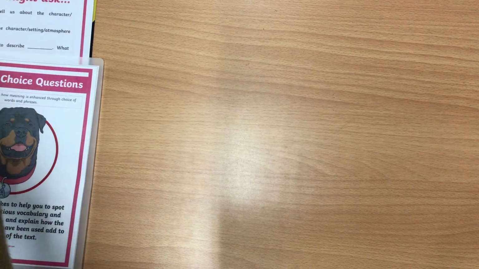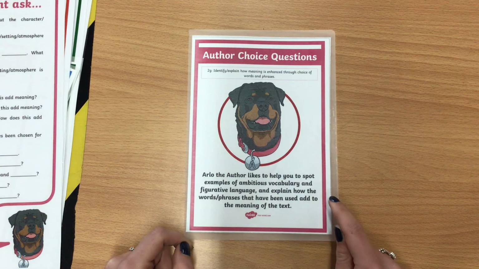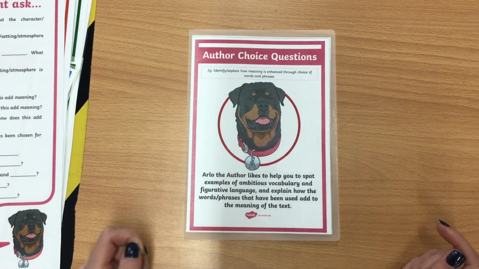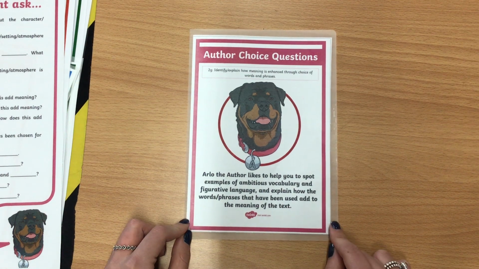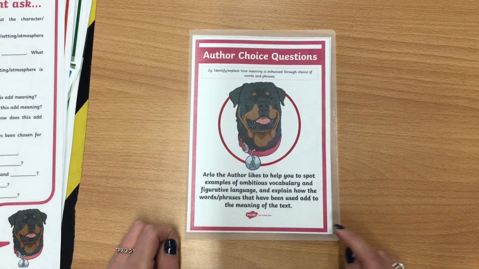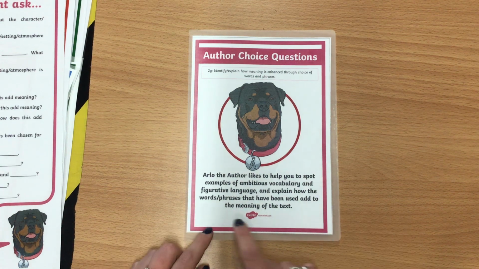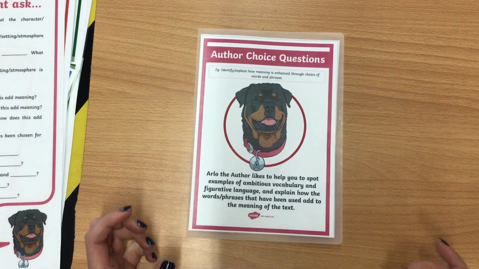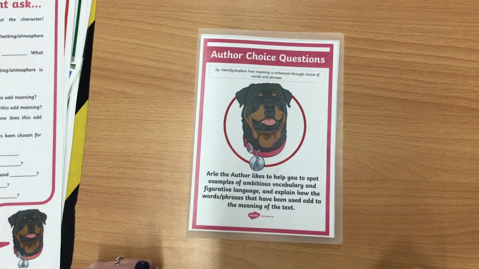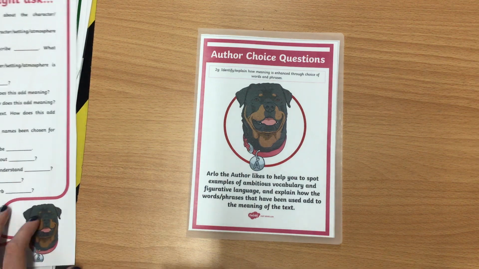Okay, the next one is Arlo, the author. He likes to help you spot examples of ambitious vocabulary, so some really powerful words, and figurative language, and he explains how words and phrases that have been used add meaning to the text. So this is different than just understanding what the words mean. We're thinking about how they add meaning to the text and why the author chose to use those words. Why did he choose to use a better word than sad? Thinking about those sorts of examples.